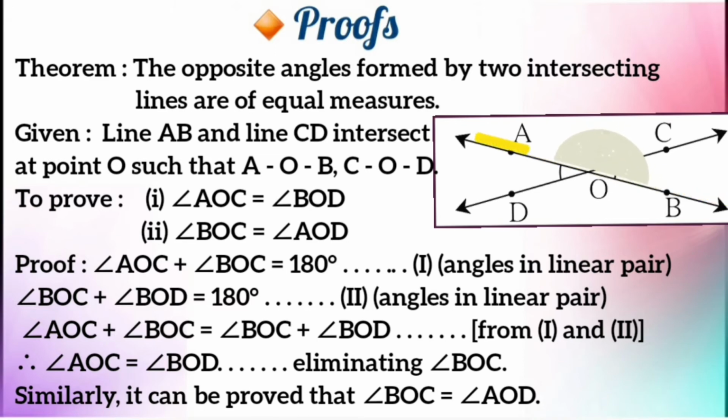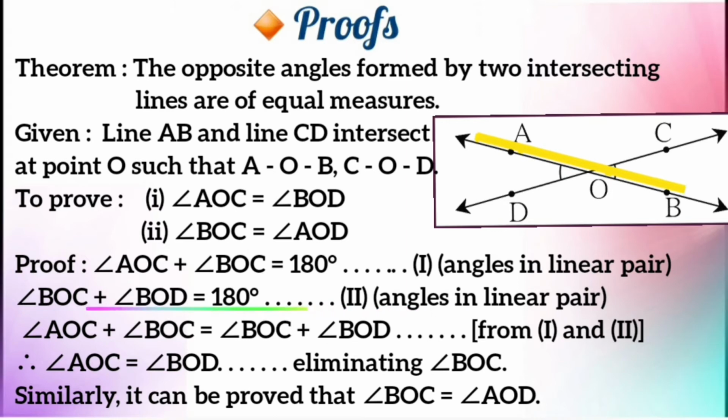Why? Because they are angles forming a linear pair. What is a linear pair? Two adjacent angles that form 180 degrees. Okay, they form a straight angle. Such angles are called a linear pair. So that's why angle AOC plus angle BOC is 180 degrees.